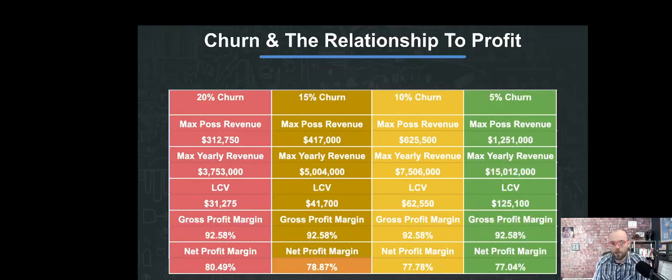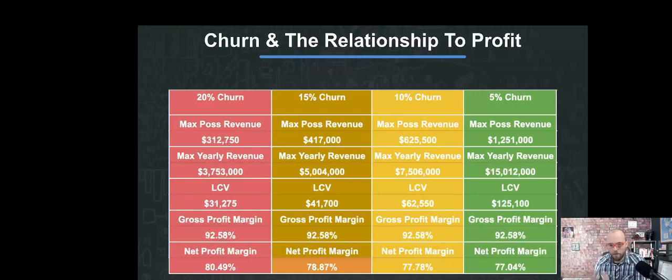So why is this important? I want you to look at this. Now, don't look at the absolute figures that are in here. I've just put some figures in here based on an average customer and what they spend. Your business might be completely different. Your average client might bring you $100. I think this was based on $4,000.